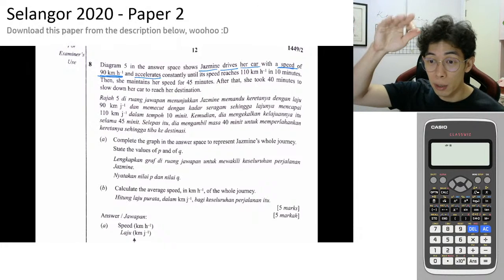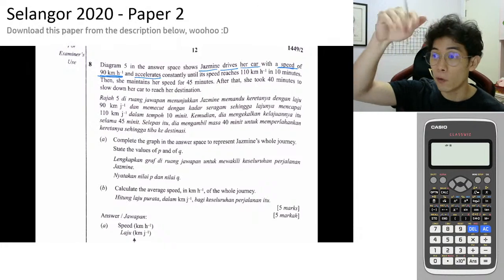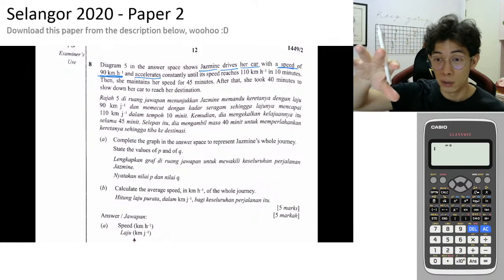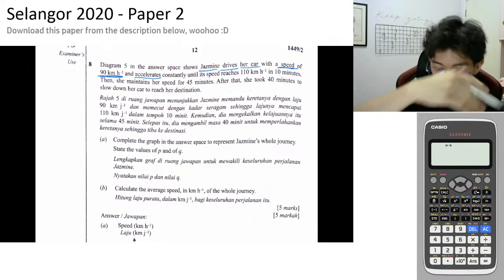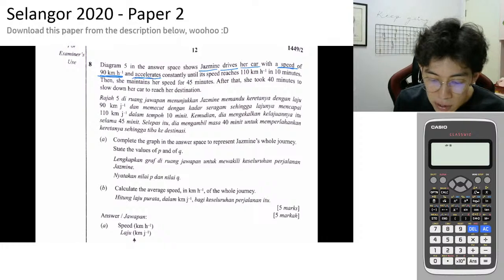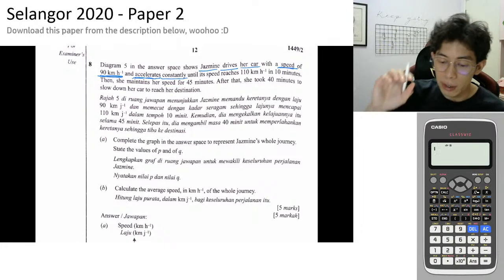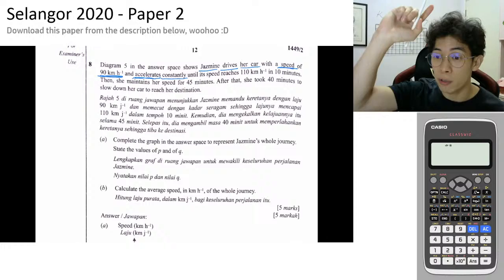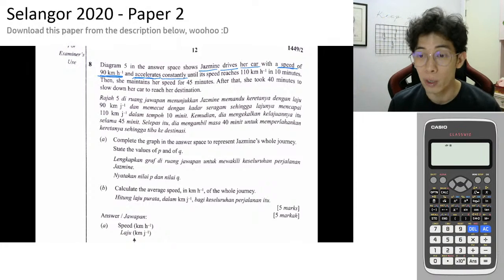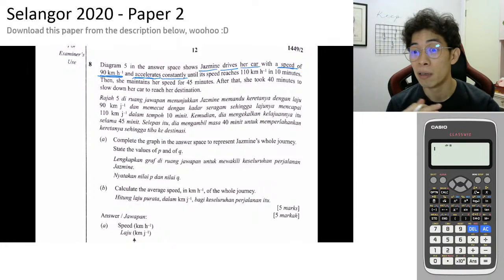Okay, come everyone, focus here. Don't focus on the chats. Okay, come here now, and she accelerates constantly until its speed reaches 110 km/h in 10 minutes.